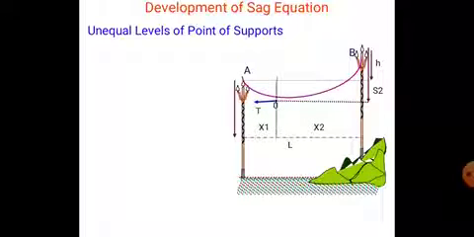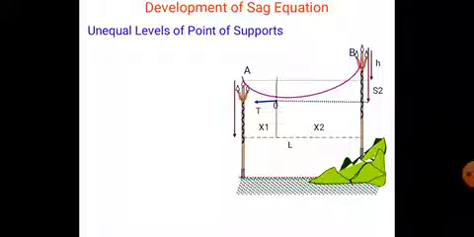When the supports are unequal, as we normally see in hill areas, the poles have different heights, right? So the sag will occur in two parts, at point x1 and at x2. Here the lowest point of the conductor is O. From O the distance is x1, and the remaining distance is x2. The total length is L is equal to x1 plus x2.